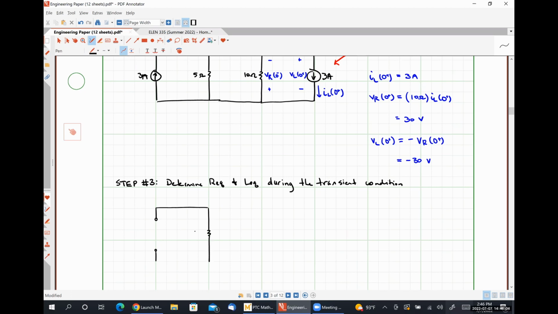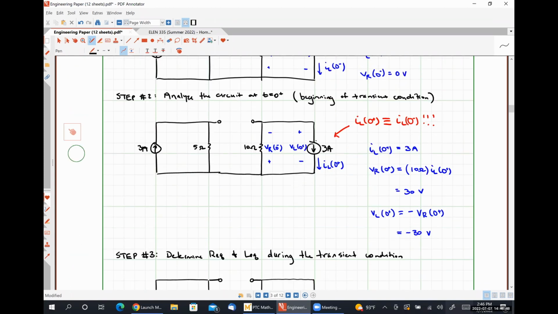Here is our 5 ohm resistor. During the transient condition, our switch is opened. Here is our 10 ohm resistor. Here is our inductor, which I said was a 1 Henry inductor, right? Let me scroll up to double check that.